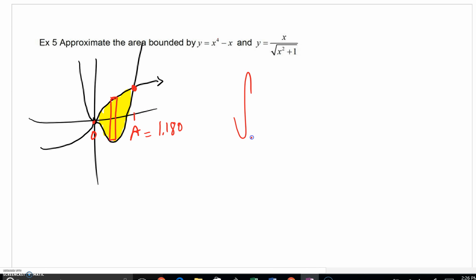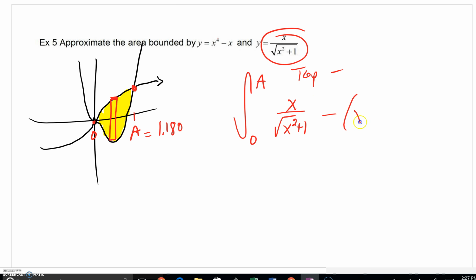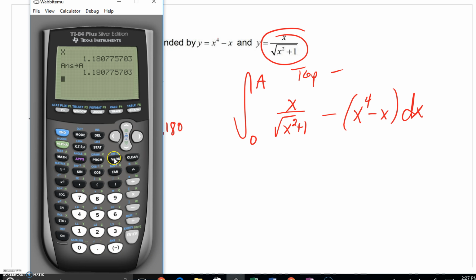Now, I'm going to integrate from 0 to A. My first curve, the top curve that we're going to have to deal with, was this radical function. So we'll have that thing typed out there. That's your top. Your bottom is that polynomial, x to the fourth minus x. So I'm going to get this thing typed out real fast. And I'll hit math, and we'll come down here to fn int, and we'll say 0. Bring this up and do an alpha A.